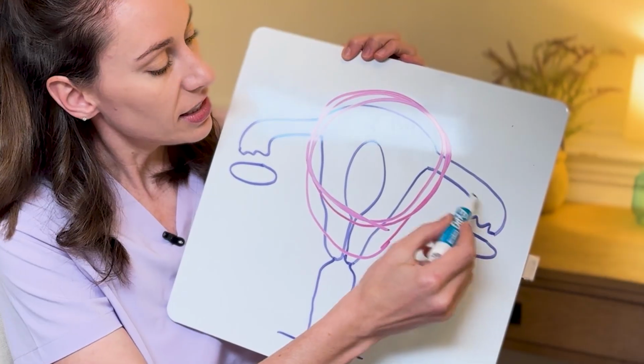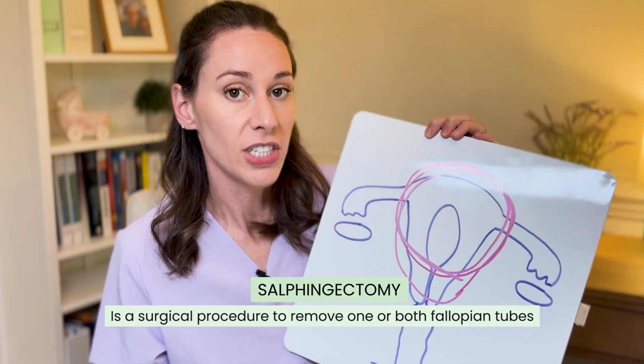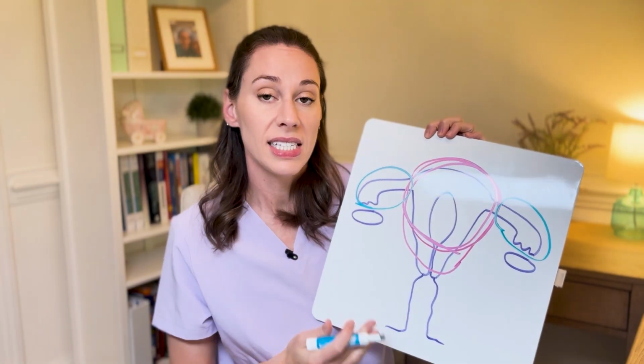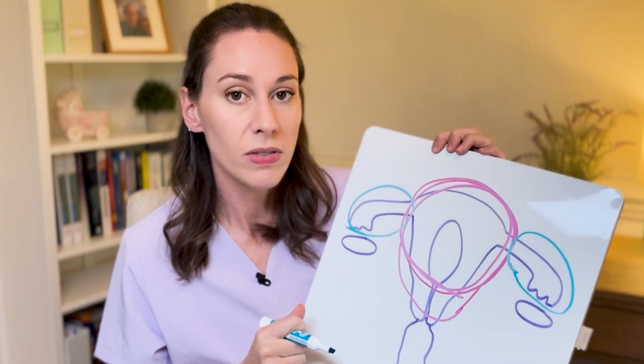So given that that's a hysterectomy, what about the fallopian tubes and the ovaries? Back to our hand-drawn diagram. So these are the fallopian tubes. The term for removing the fallopian tubes is salpingectomy. So a salpingectomy removes the fallopian tubes. This is a separate procedure from a hysterectomy. Generally, when we're doing a hysterectomy, we will remove the fallopian tubes.